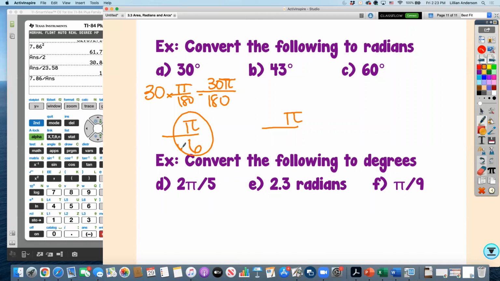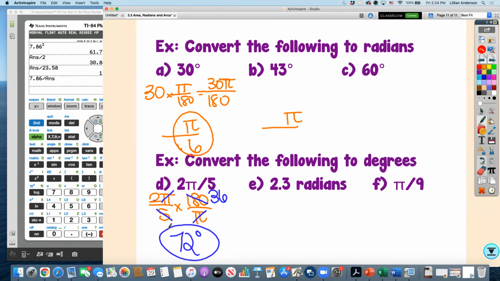Okay? Over here, convert the following to degrees. I have 2 pi over 5. I want to multiply that by 180 over pi. That's how I convert it to a degree. What happens to your pi's? They cancel out because I've got a pi on the top and a pi on the bottom. Now of course you can multiply straight across, but I like to simplify this a little bit more. Doesn't 5 go into 180? Yes. How many times? 36. All right, and so then I would just multiply 2 by 36 to get 72 degrees. So 2 pi over 5 is 72 degrees.